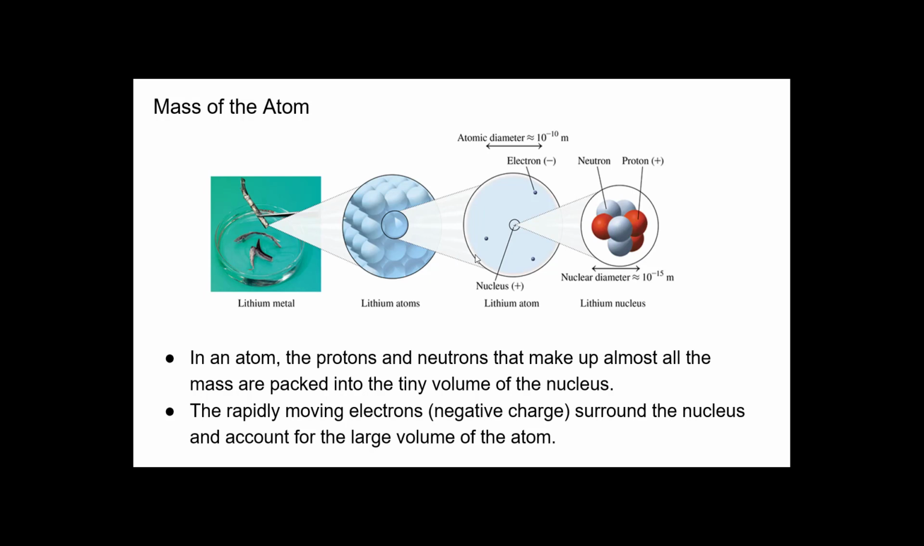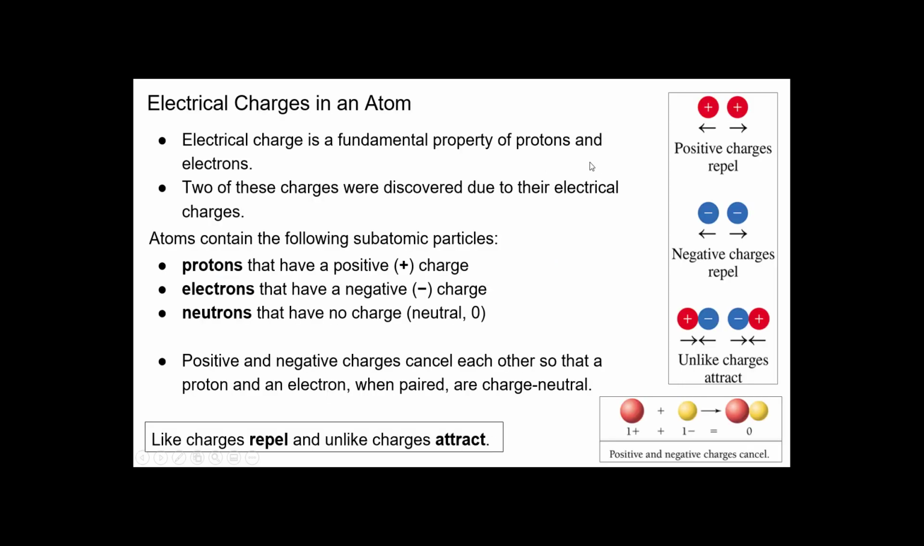The rapid moving electrons surround the nucleus and account for the large volume of the atom. So you can see electrons have a negative charge and protons have a positive charge, and neutrons have no charge at all. They're neutral. Electrical charges in an atom. Electrical charge is a fundamental property of protons and electrons. It's how chemical reactions occur and everything. Two of these charges were discovered due to the electrical charges.